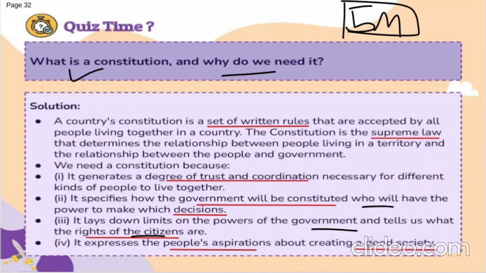It expresses the people's aspiration about creating a good society. What can citizens do? What laws and rules should the citizens as well as the government abide by? All of these things are given in the constitution. So it is very, very necessary. If there is no constitution, everything will be a mess.